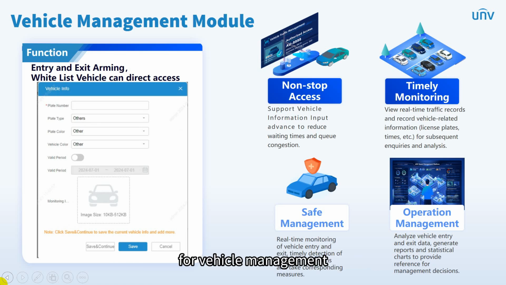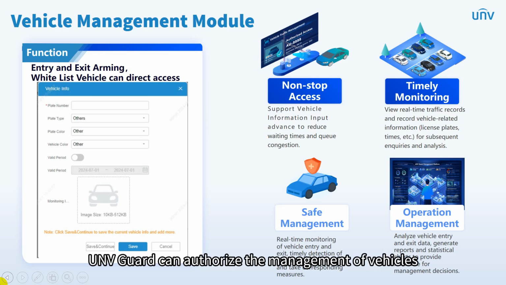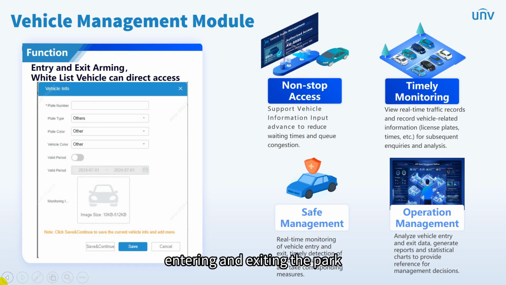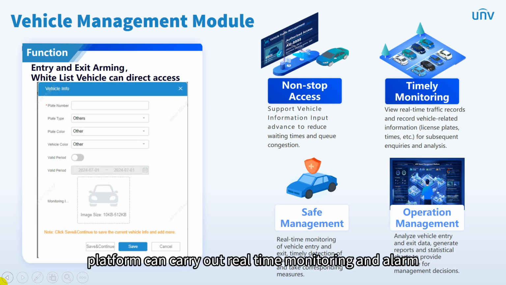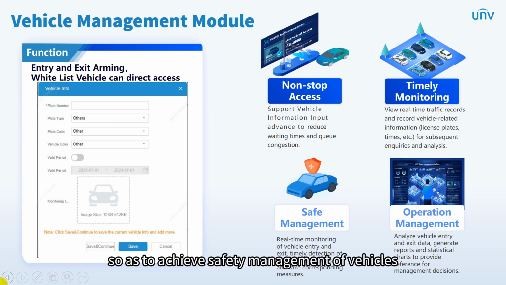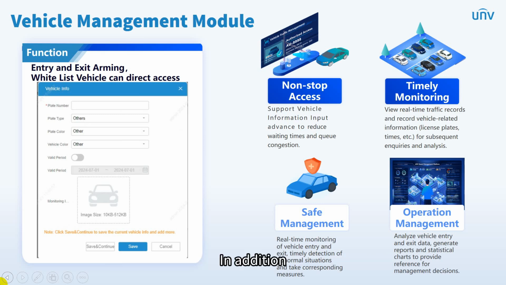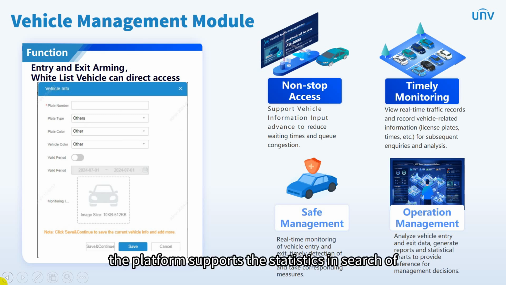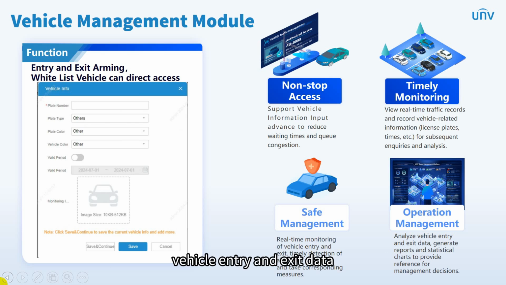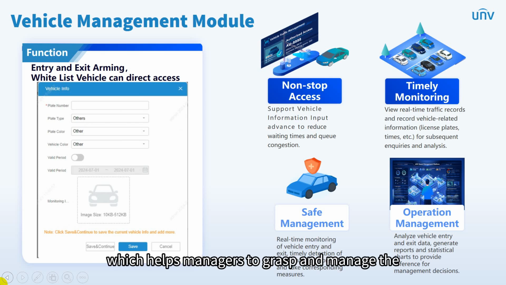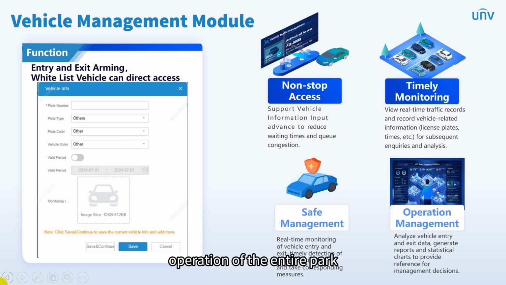For vehicle management, UNV Guard can authorize the management of vehicles entering and exiting the park, reducing vehicle congestion caused by queuing. When blacklisted vehicles or emergencies occur, the platform can carry out real-time monitoring and alarm, so as to achieve safety management of vehicles. In addition, the platform supports the statistics and search of vehicle entry and exit data, which helps managers to grasp and manage the operation of the entire park.